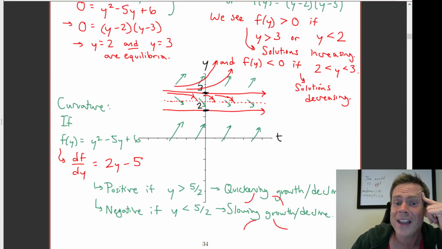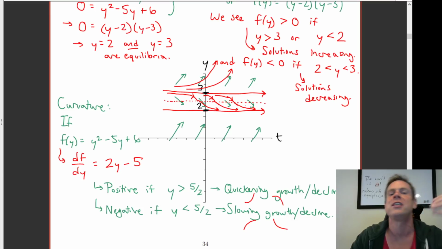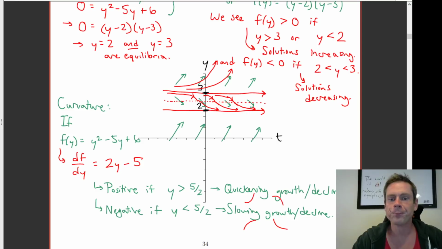Once they hit that line though, I'm now below 2.5, and I fall into that other category of curvature, where it's slowing growth and decline. So the pictures change, and the decline starts to slow. And that's good, because I don't want to hit that other line. And this is what solutions look like. Again, they all continue onward, they just pack underneath each other and so on. There's an infinite number in there.